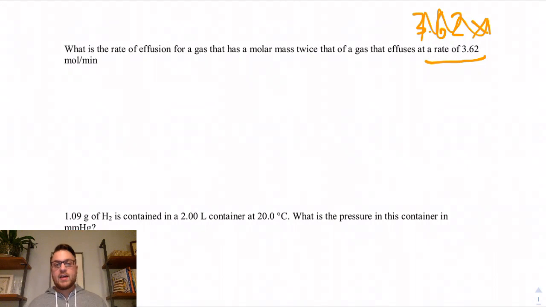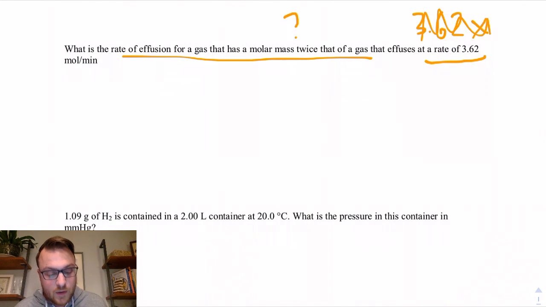So you know that the lighter gas, because you're trying to figure out what the effusion rate is for the gas that's twice as heavy, is effusing at a rate of 3.62 moles per minute, which means the other rate is not 1. The other rate is what you're solving for, which is x.